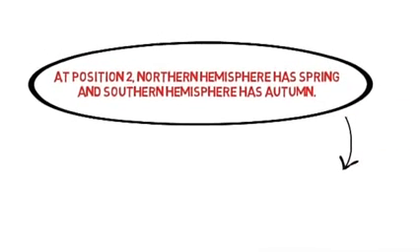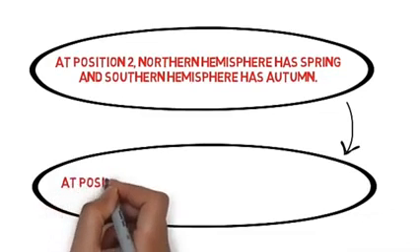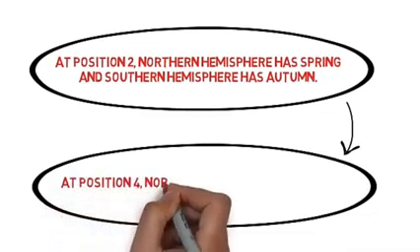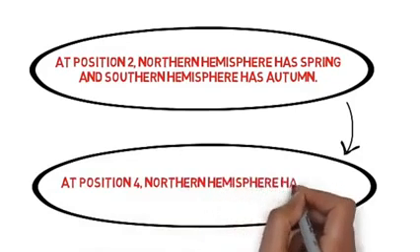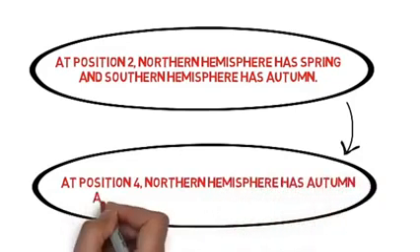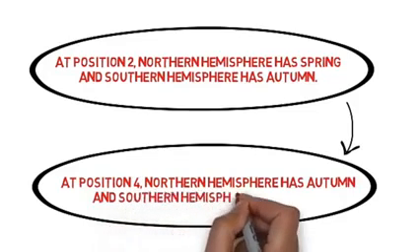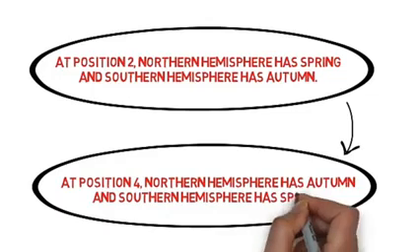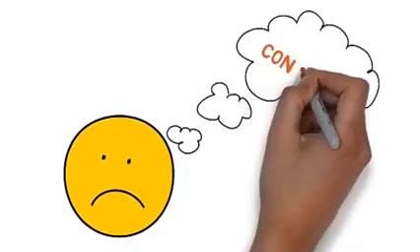Similarly, at position 4, the southern hemisphere has spring and northern hemisphere has autumn. You can clearly see, children, that both the hemispheres have opposite of seasons. It is easy to remember that way. Are you a little confused? Well, let's look at this image and everything will be clear.